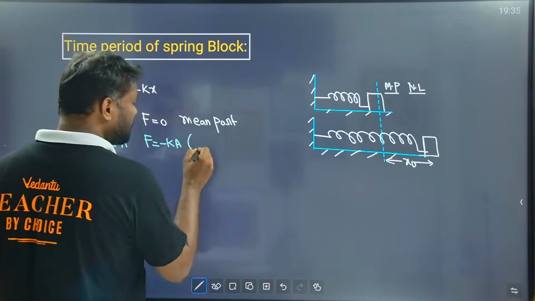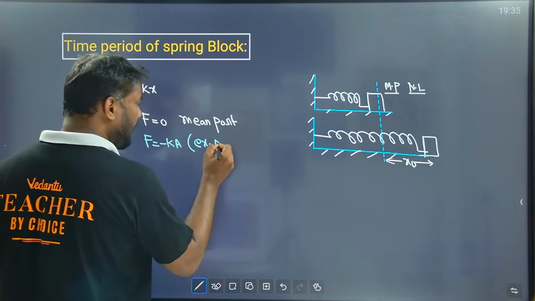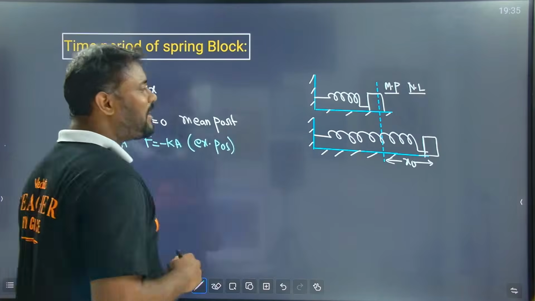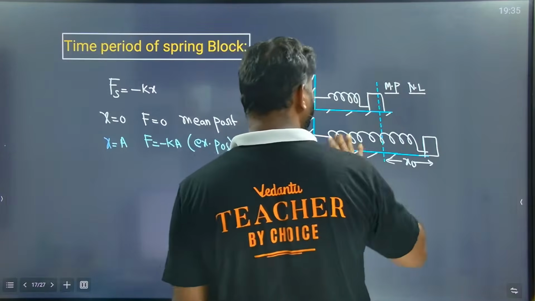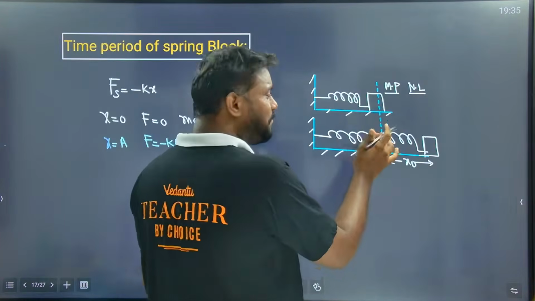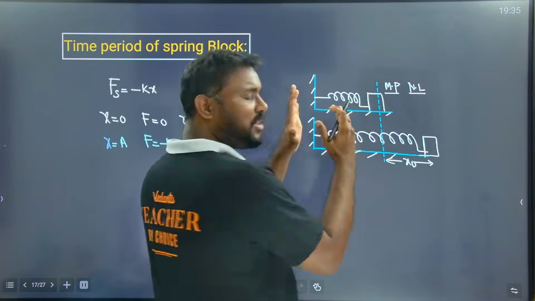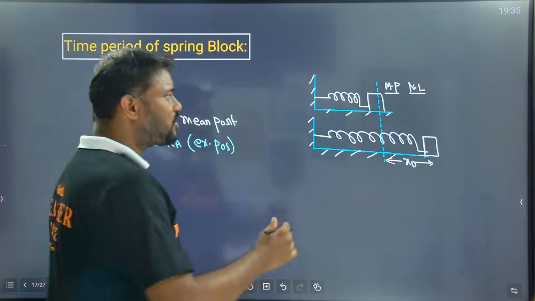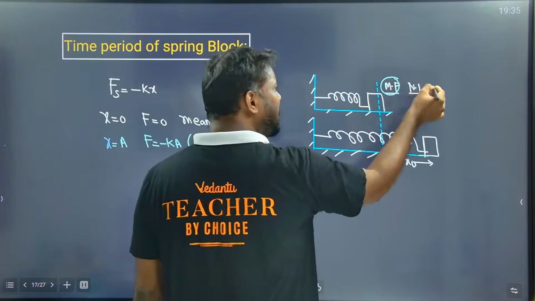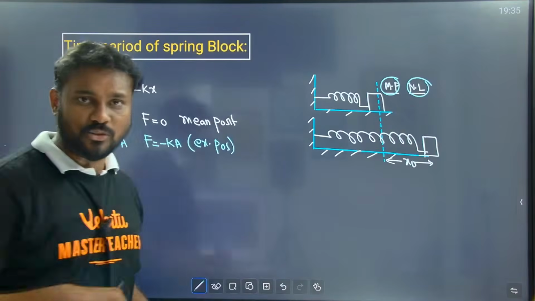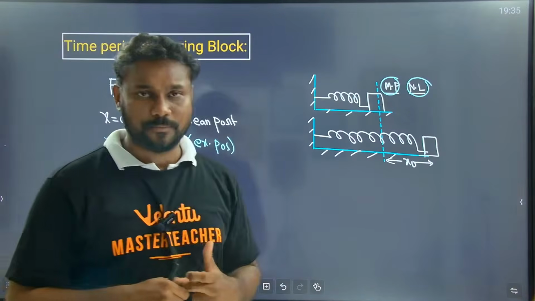This is the extreme position. So understand this one. If I take the extreme position, this is what the spring is like at that time. This is the mass. Initially, without extension, at x is equal to 0, this is the mean position. This is NL, the natural length without any extension.